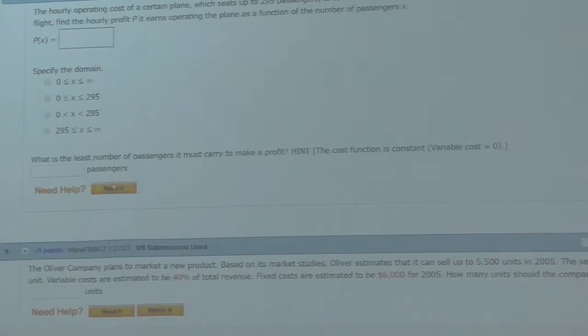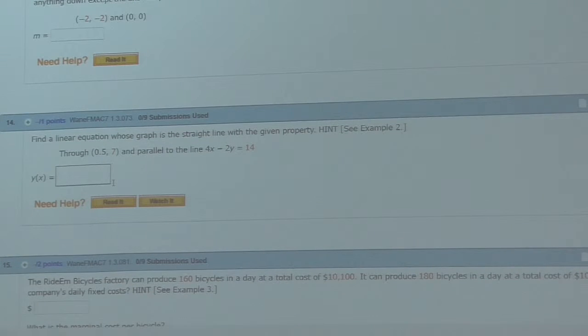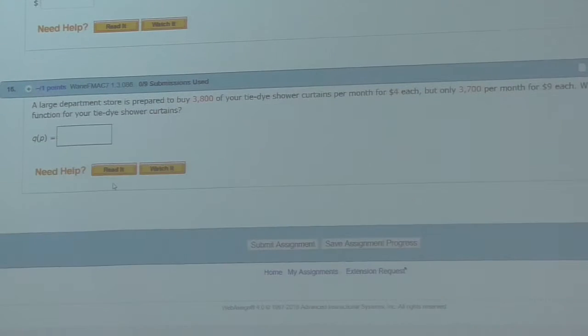Okay, so I think that's basically what we need to know, more or less, for this assignment. This is due, so you have to do it.